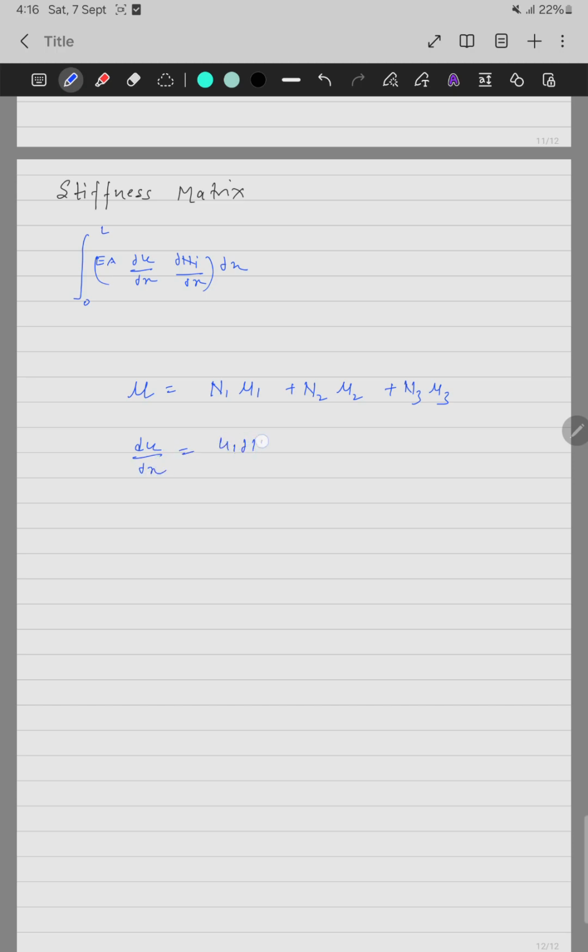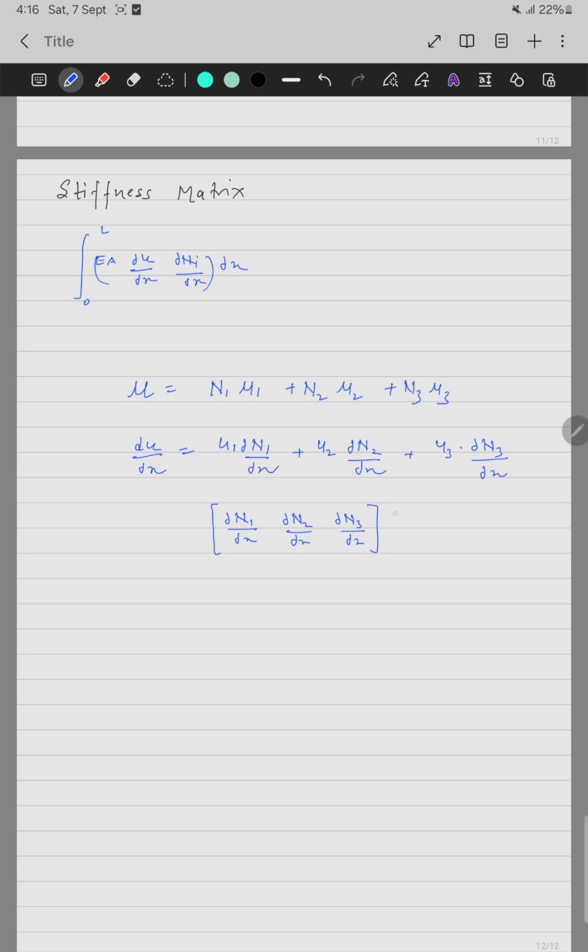So from here we can write del U by del X. It will be u1 del n1 by del X plus u2 del n2 by del X plus u3 del n3 by del X. Now here also we can write in the same way. Our matrix will be del n1 by del x, del n2 by del x, del n3 by del x, and our nodal displacements u1, u2, u3. This is our del u by del x.